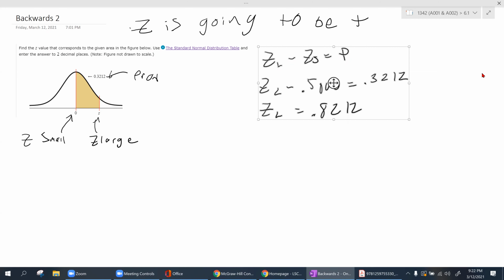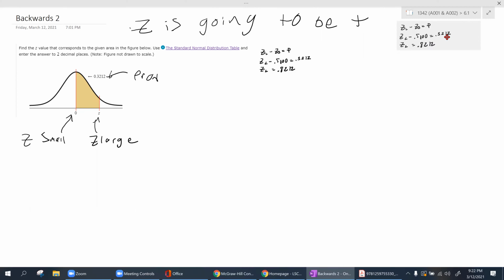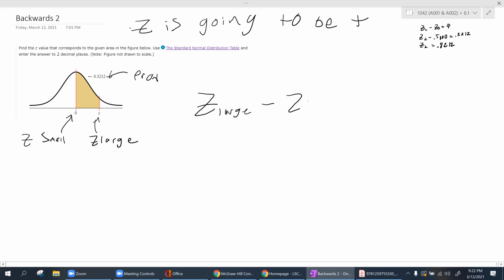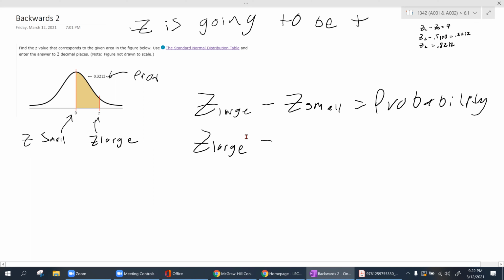Let's move that out of the way. I know the formula is Z large minus Z small is equal to the probability. I don't know what Z large is, and I don't know what Z small is. Whenever Z equals 0, that probability value is 0.5000. This is equal to the given area, which is 0.3212.